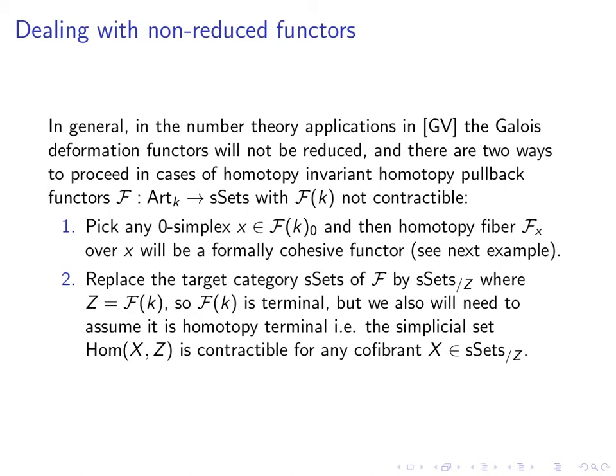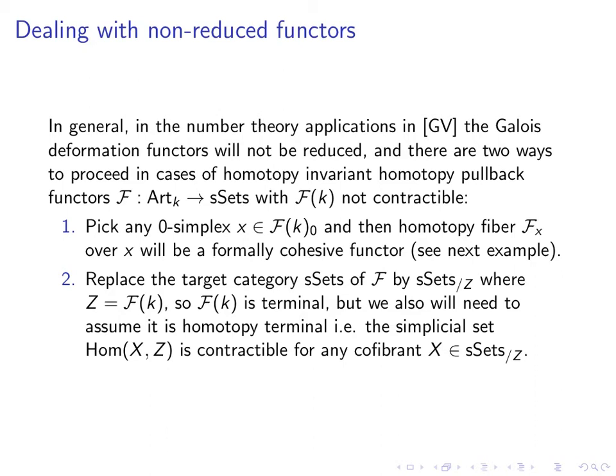So in general, the number theory applications in Galatius and Venkatesh, the Galois deformation functors initially will not be reduced, and there are ways to proceed to make it reduced. So one way is you pick a zero simplex x in F evaluated at k, and then consider the homotopy fiber F sub x over x. And this will be a formally cohesive functor. I'll say more about that on the next slide. That's one thing you can do.